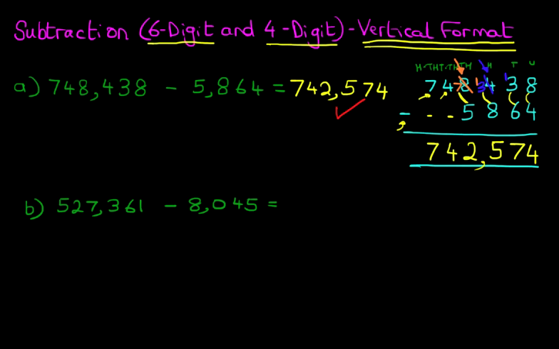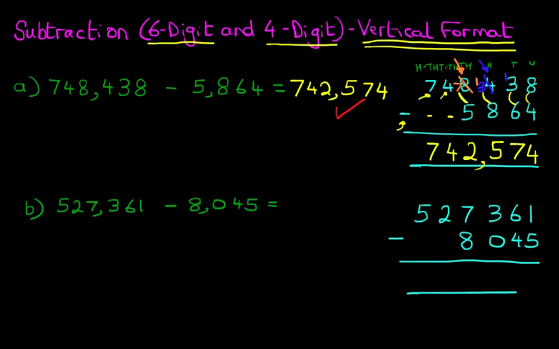Okay, the first step is to rewrite this question in nice, neat columns. So let's do that over here. 527,361 minus 8,045. Okay, we're not going to label the columns this time. Let's just go ahead and do the subtraction. Okay, so we're starting on the right hand side. We've got 1 minus 5. Now because 1 is smaller than 5, well, I think you know what we're going to do.